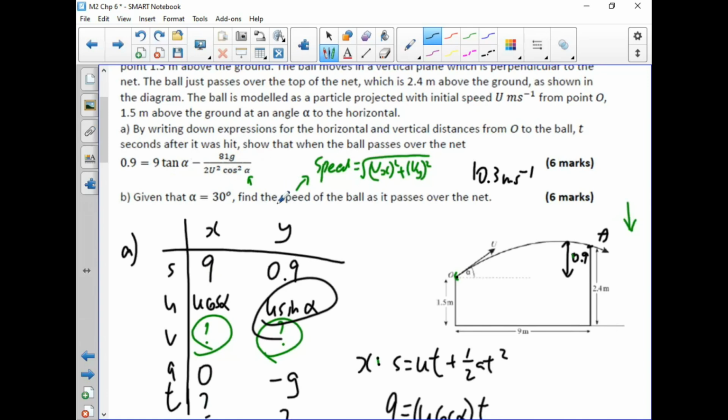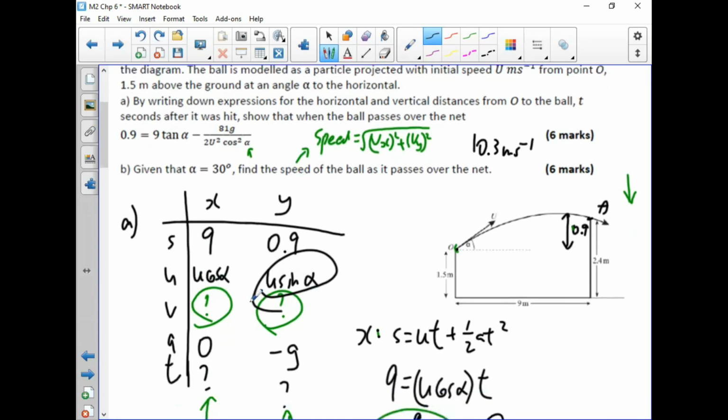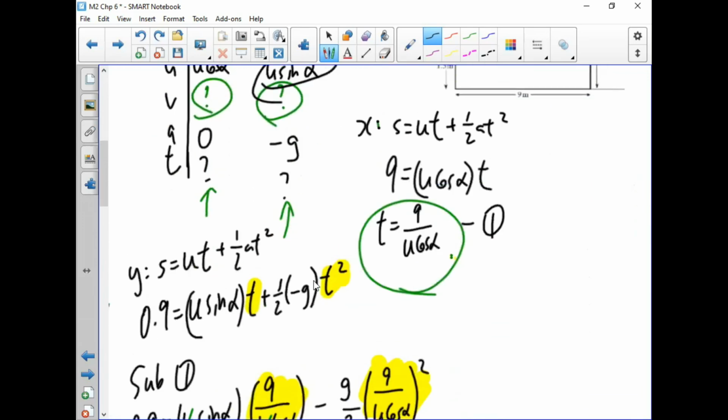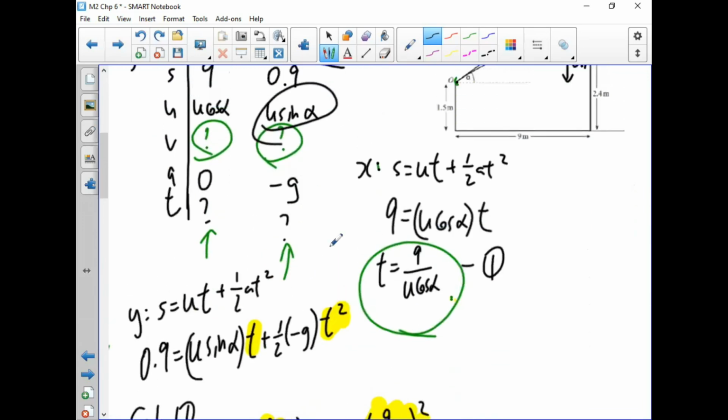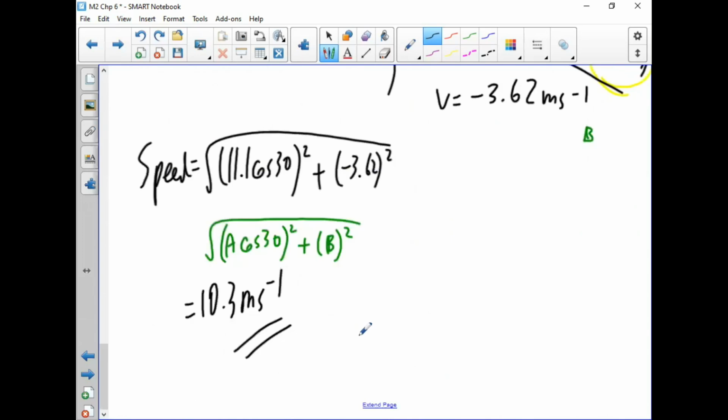After you find u, you realize that's not all we need. Speed is Vx and Vy. So we find the u value, and then use the super table to find Vx and Vy. And for some reason, you need a t value. So you look through your pages of working, you find your t equation, sub it in, and then do the Pythagoras. I've run out of breath. And that's the end of chapter 6.